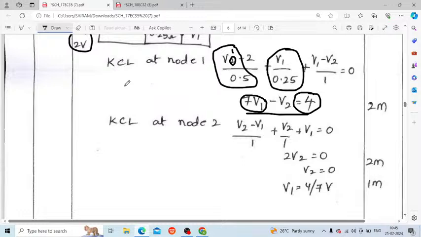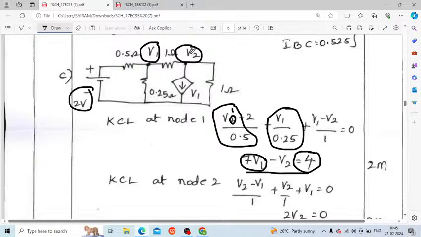Okay. So now apply KCL at node 2. When applying KCL at node 2, what should we do? First is this V2 minus V1 divided by 1, right? I hope you got how to get KCL at node 1. I already said yesterday: V1 minus 2 divided by 0.5, V1 divided by 0.25 and V1 minus V2 divided by 1, right?